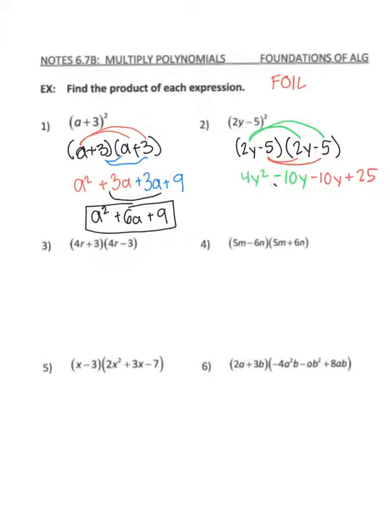Again, I can combine my negative 10y and negative 10y. Those two terms in the middle, you should always be able to combine those together. So we have 4y squared minus 10y minus 10y is a negative 20y. And then I have plus 25 at the end.